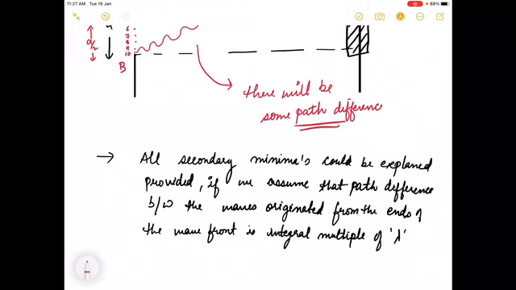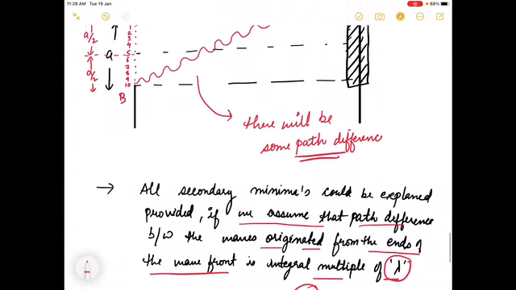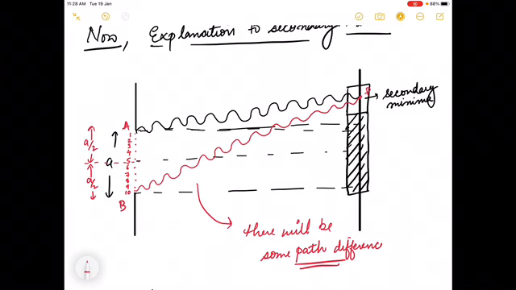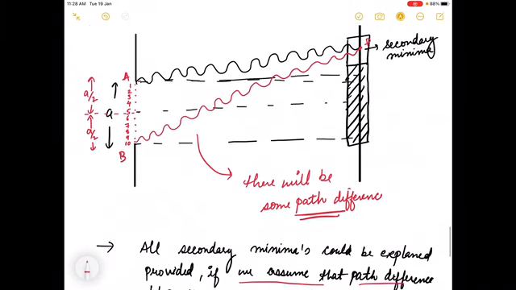See, if we assume the path difference between the waves originated from the ends of the wavefront is an integral multiple of lambda, right? Okay, now the question to argue is, okay sir, integral multiple of lambda means you're talking about n lambda, right? But we know that from Young's double slit explanation, n lambda was supposed to be for constructive interference, yes or no? But here we can see there is a minima, a destructive interference. Then how can you say n lambda should be there? So bear with me, I will make you guys understand that.